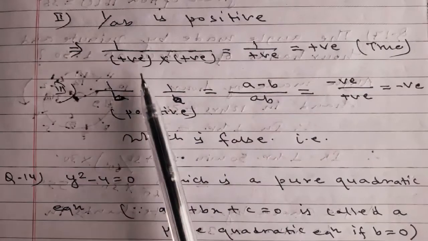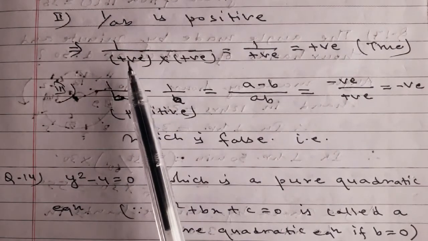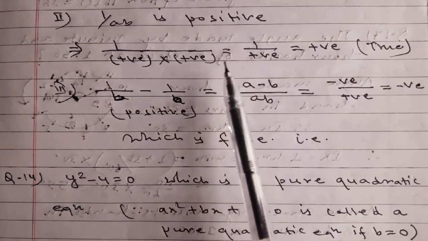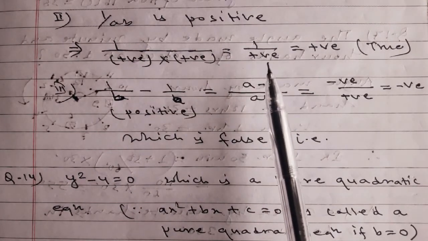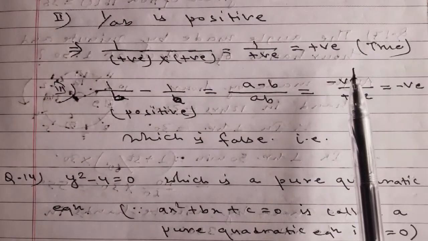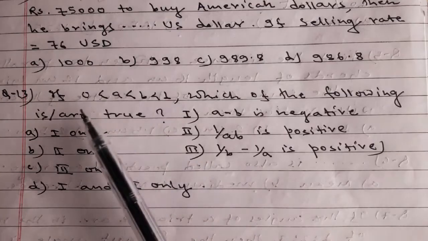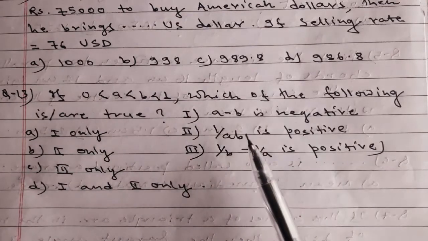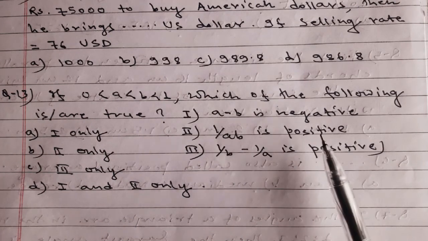We know that both A and B are positive. So if we take the product of two positive numbers, then the product is again a positive number. 1 divided by positive, that means plus over plus, we get plus. So the value of 1 by AB is positive, which is true. According to the question, under the given condition, the statement is true.